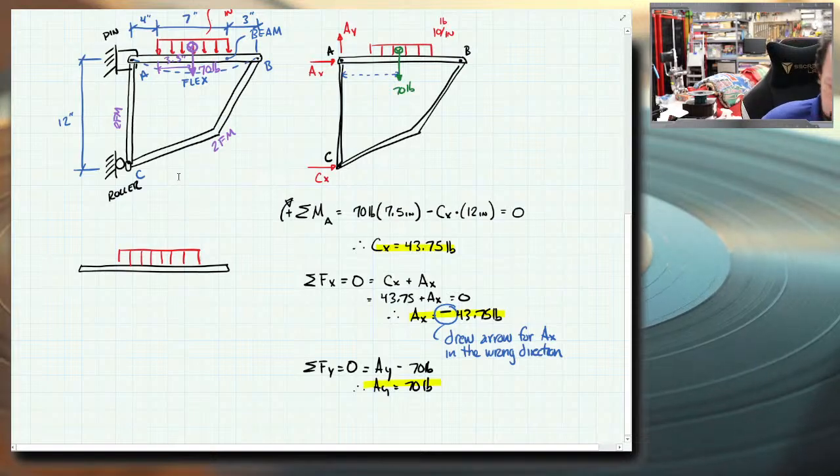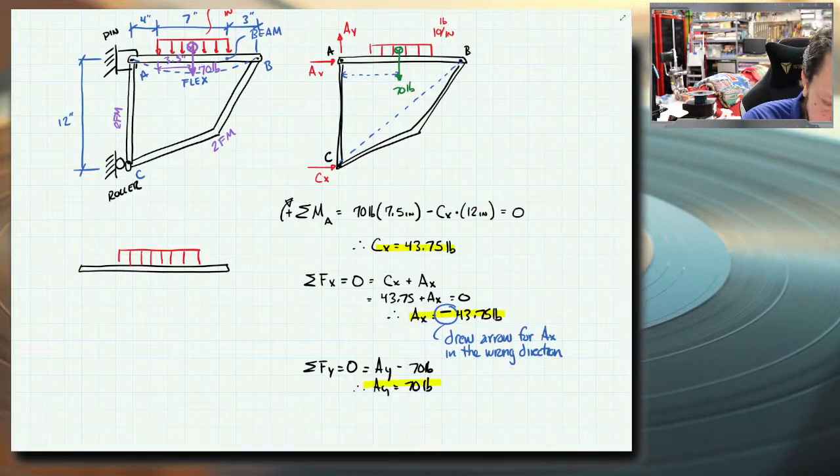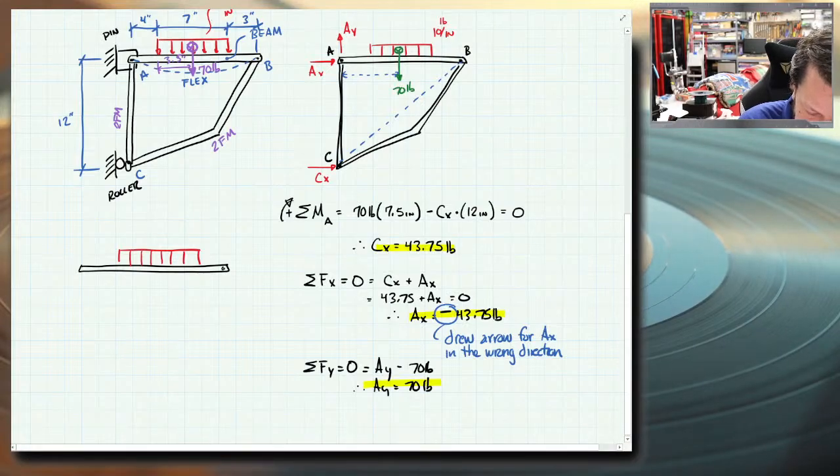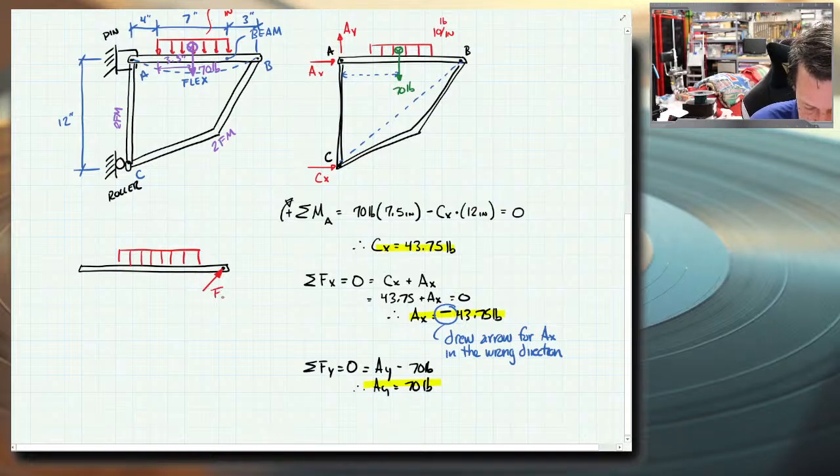So we decided that BC was a two-force member. What that means is that if I connect the dots between B and C, I know the reaction for member BC is on that line. I don't know necessarily which direction it goes. It's just on that line. So at B over here, since I know that, I'm going to draw this. Let's draw it this way. So that's the force in member BC. This is 10 pounds per inch.